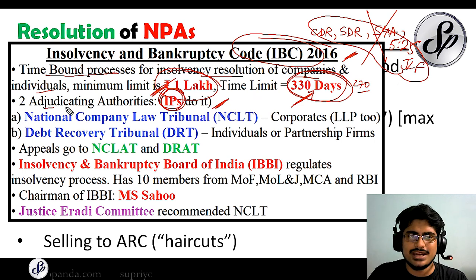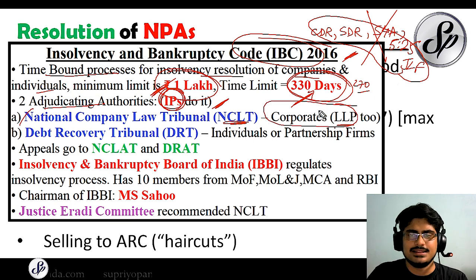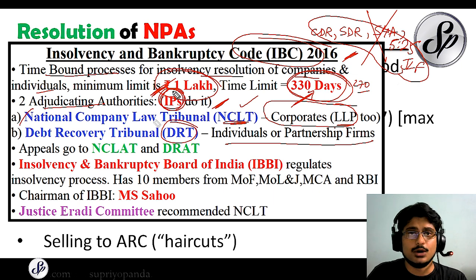And the two adjudicating authorities: there is something called the National Company Law Tribunal, or the NCLT, for the corporates and the limited liability partnership firms. So corporates or LLPs can go ahead and get the resolution under the NCLT, and for individuals or partnership firms, you can go ahead with the Debt Recovery Tribunal, which we already discussed. Now of course you can appeal against the DRT and the NCLT.